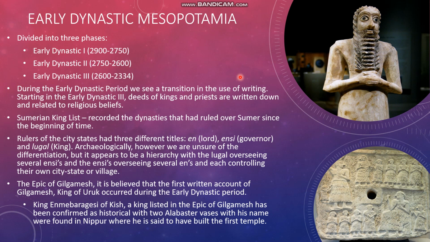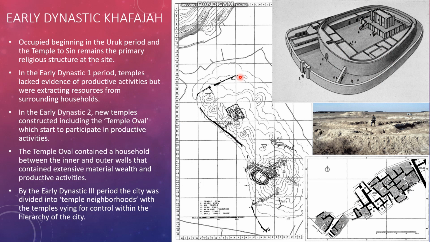And this reorganization of society can really be seen at the site of Khafajah. This site is occupied from the Uruk period on, and in the Uruk period occupation of the site, we see the Temple of Sin as the primary economic structure at the site, and Sin being the Mesopotamian god of the moon here. In this sense, in the early Dynastic 1, we have temples that lacked productive activities, but they were extracting resources from throughout the household. So each of these neighborhoods at Khafajah had their own temple complexes that would have been then overseen by the larger political institution.